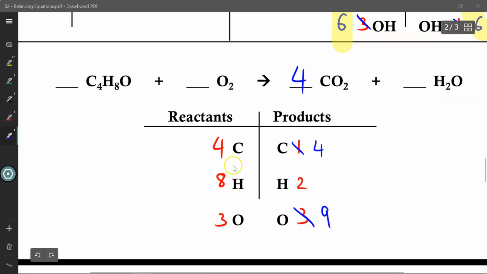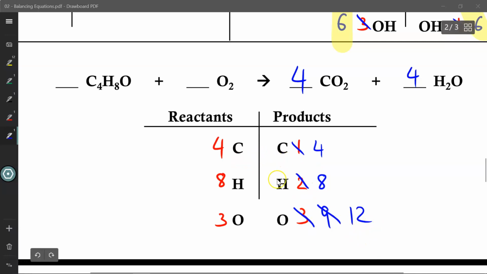Okay, so I have 8 hydrogens on this side. I only have 2 on this side. So I'm going to put a 4 over here. I now have 8 hydrogens, so recalculate. But now I also have 4 oxygens here. 8 oxygens here equals 12 oxygens over here.